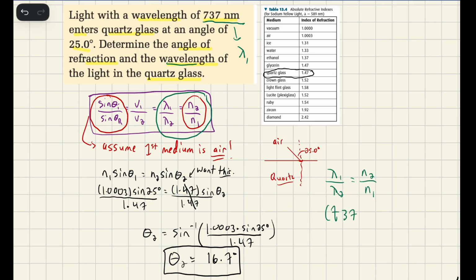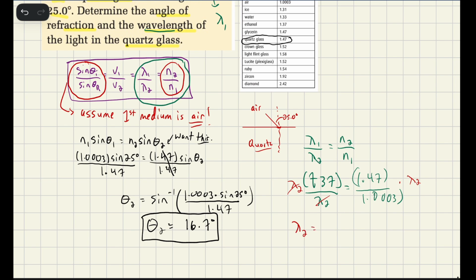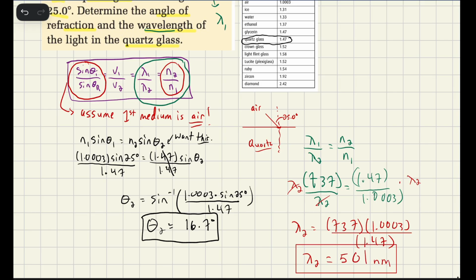And so plugging in all the values, where I'm going to use the index of refraction for both quartz and air, we're going to isolate for lambda 2, which would be the wavelength for the quartz glass here. After plugging in the numbers carefully and doing the algebra, we get a wavelength of the light when it's in the quartz glass of about 501 nanometers.